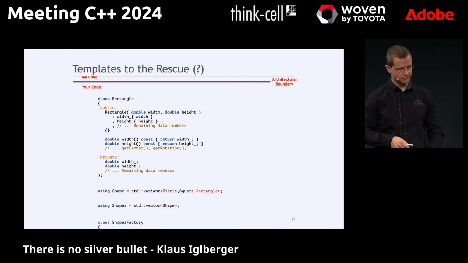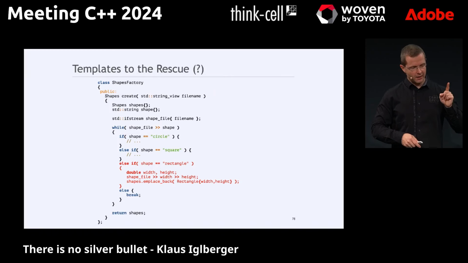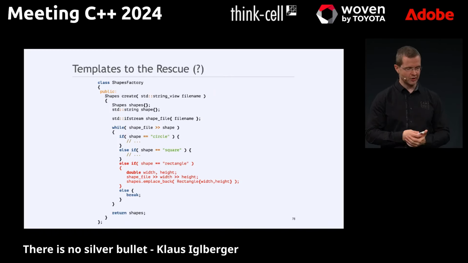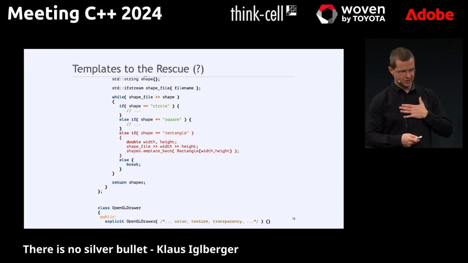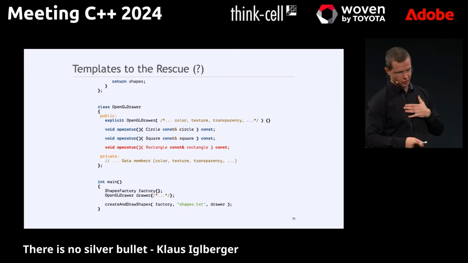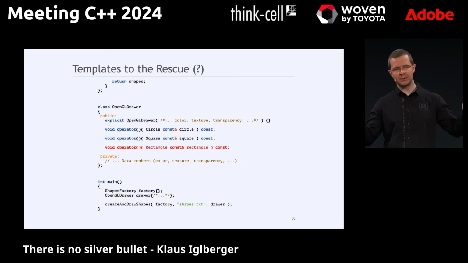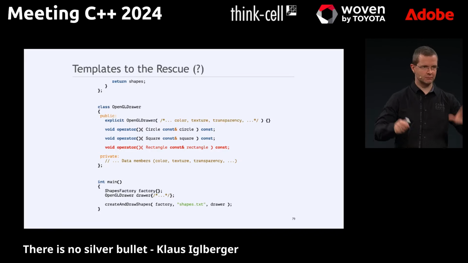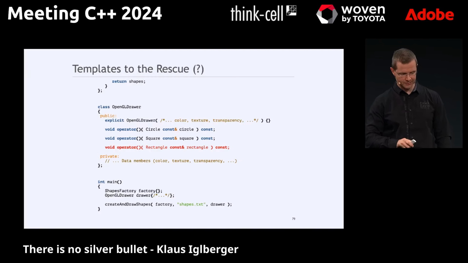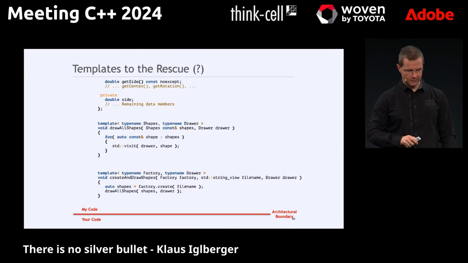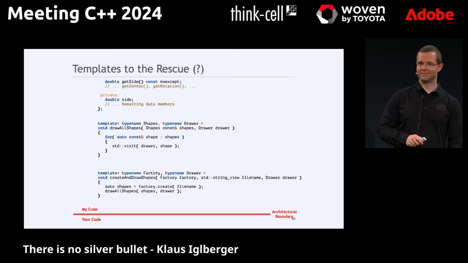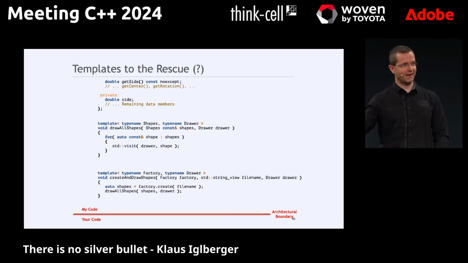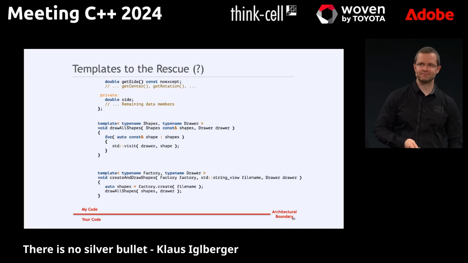Good. Okay. The shapes factory, well, it's yours. You change it, you add whatever you need to. I don't care. Just the same for the OpenGL drawer. The OpenGL drawer just gets a new function. You implement how rectangles are drawn. Great. I don't care. It's in your code. It works. Suddenly it works. And yeah, I don't see you celebrate.